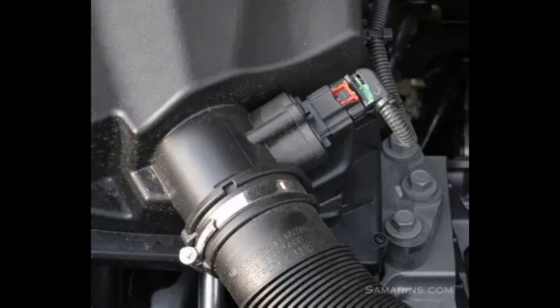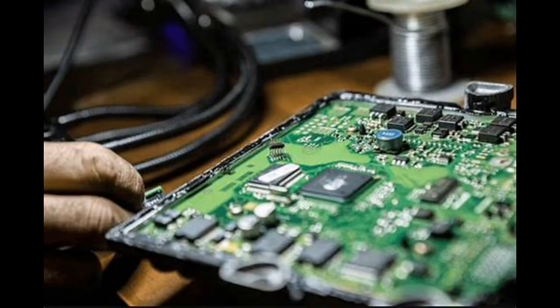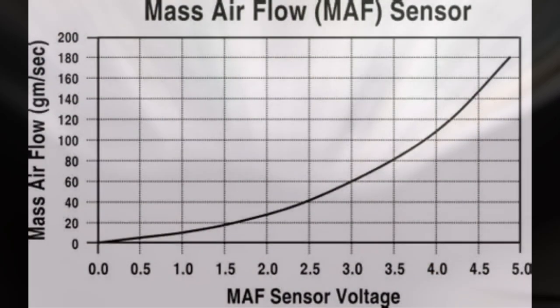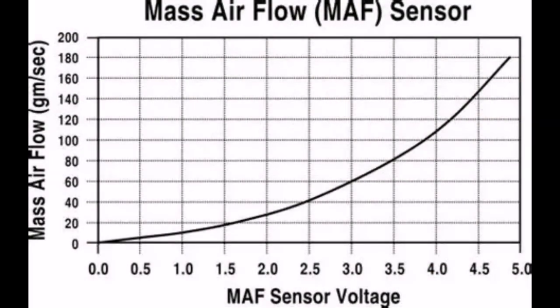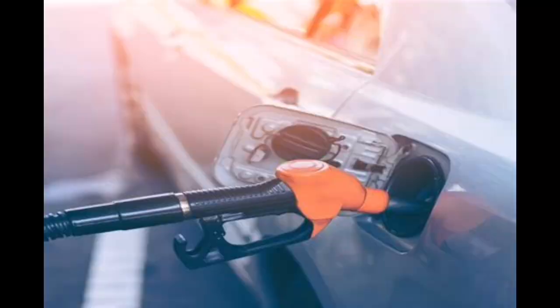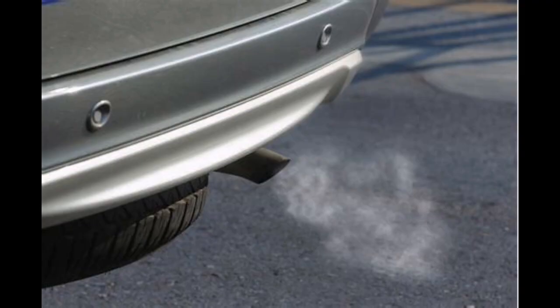Your vehicle's computer relies on this sensor to calculate how much air is entering the engine, which it uses to determine the correct amount of fuel to inject. If the reading is too high or too low compared to other sensor inputs, the ECU flags a P0101 code. This can lead to drivability problems, poor fuel economy, and even failed emissions tests.